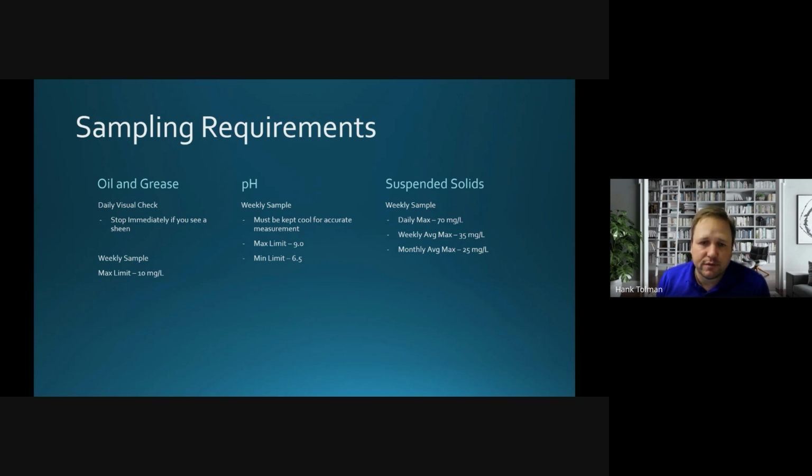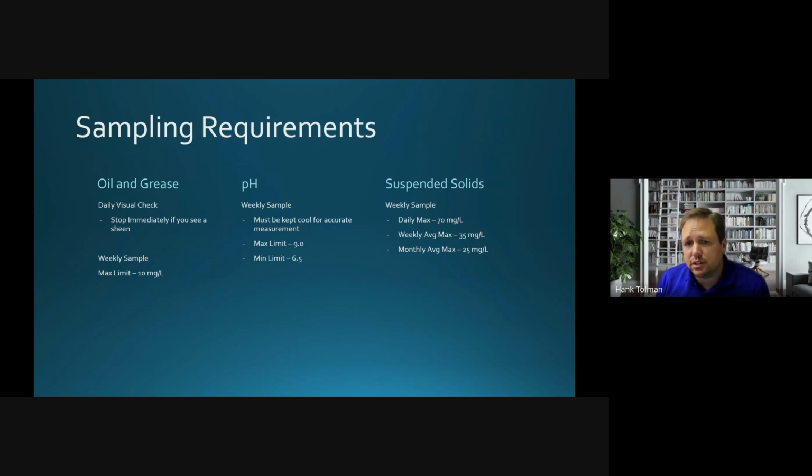Honestly, I don't think that we have ever had a problem with the pH being out. Maybe Jennifer Lamb can tell me if I'm wrong, but I don't think we've ever had a problem with the pH. I also don't think we've had a problem with the oil and grease ever. But the one where we do have the problem is the suspended solids.